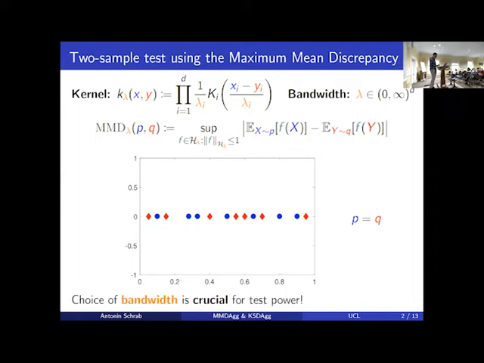So hopefully I've convinced you that the choice of bandwidth is very important for testing, or at least intuitively. And so in practice, how do people choose this bandwidth parameter? There are two main methods. The first one is to use a heuristic, for example, the median heuristic or some standard deviation. It just means that you take all your data, look at the L2 distance between every pair of points, and take the median of those. But there are no theoretical guarantees with it.